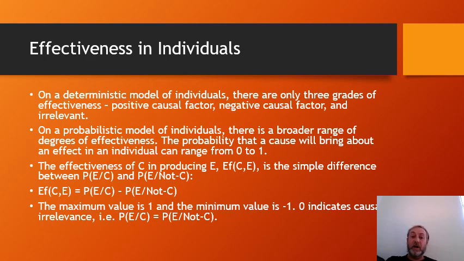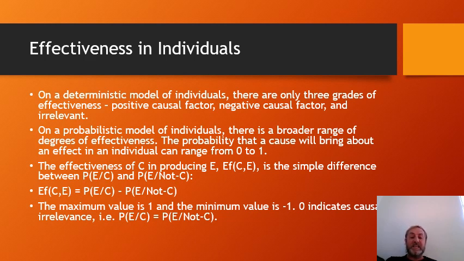So the probability that a cause will bring out an effect in an individual, of course, ranges from 0 to 1. 0 meaning that it's not going to produce any effect. 1 meaning every single time it's going to produce the effect. And then 0.5 means half the time it'll produce the effect. So the effectiveness of C in producing E, we'll call that capital E, little f means effectiveness, and then C, comma E. So the effectiveness of C for producing E, that's just going to be the difference between the probability of E given C and the probability of E given not C, right? So we have our little calculation there.